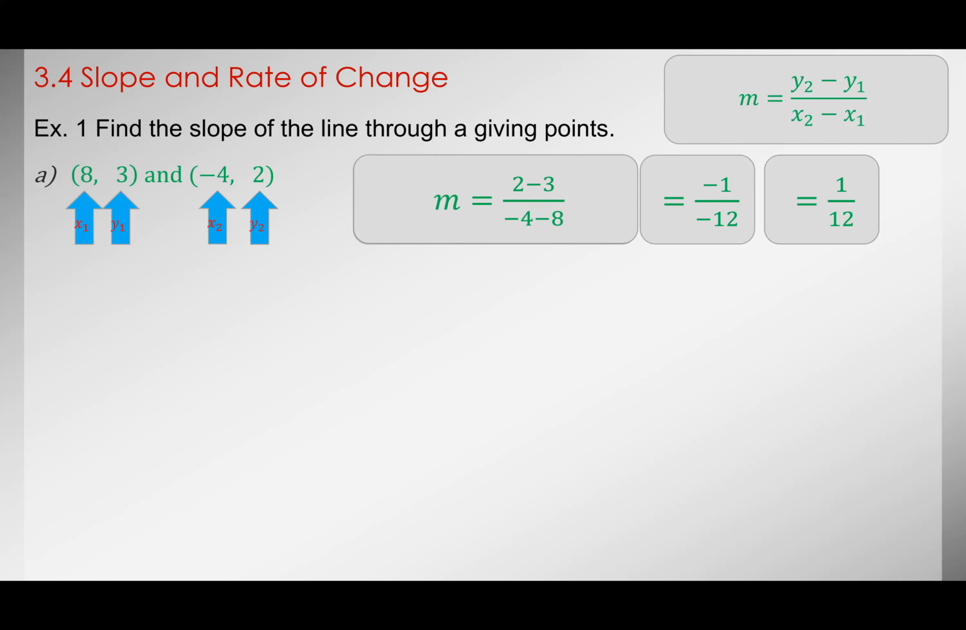So what if I do it the other way? If you did the other way, 3 minus 2 equals 1. That's easy enough, right? And if you do 8 minus -4, what does the double negative do? Well, a double negative is the same as 8 plus 4, and 8 plus 4 gives you 12. Therefore, your slope will be 1 divided by 12. As you can see, it's the same as what you have right here, 1 over 12.